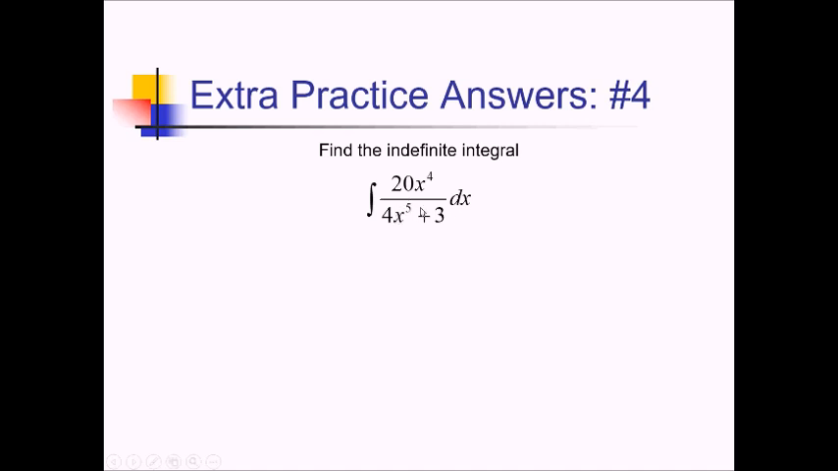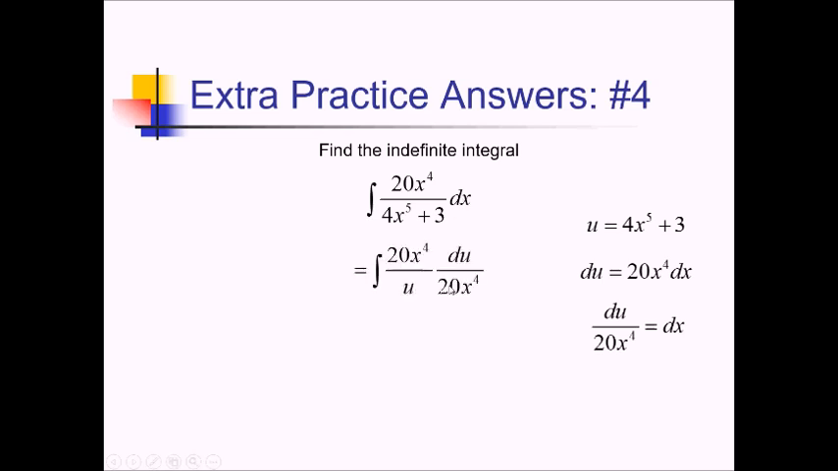So let's try some substitution on this one and see what happens. I'm going to let u equal 4x to the 5th plus 3. And then du, the derivative of that, is going to be 20x to the 4th dx. So then we have du over 20x to the 4th equaling dx. Substituting back in here, I can rewrite this as 20x to the 4th over u times, and now instead of dx we have du over 20x to the 4th. Well, those 20x to the 4ths actually cancel out perfectly. So this is just going to be 1 over u, or u to the negative 1 du.